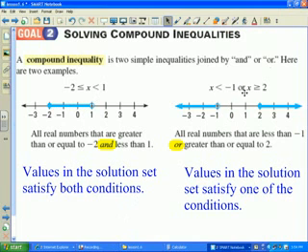X is less than negative 1 or x is greater than or equal to 2. For a value to be part of the solution set, that value only has to satisfy one of those two simple inequalities. If the value is less than negative 1, or if the value is greater than or equal to 2, then that value is part of the solution set. Graphically, I indicate that as two separate pieces. X is less than negative 1 is indicated here on the left-hand side of the number line. X is greater than or equal to 2 is indicated here on the right end of the number line. So in this case, with an or compound inequality, values in the solution set only have to satisfy one of the conditions.